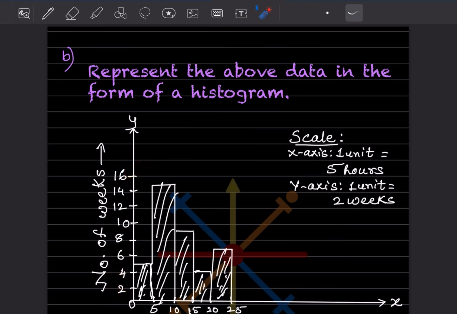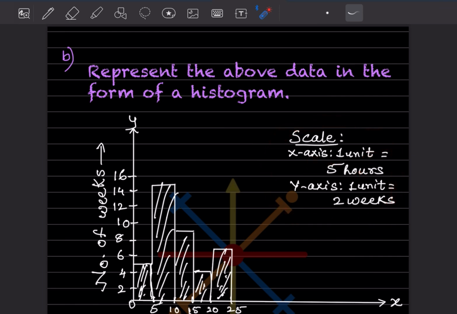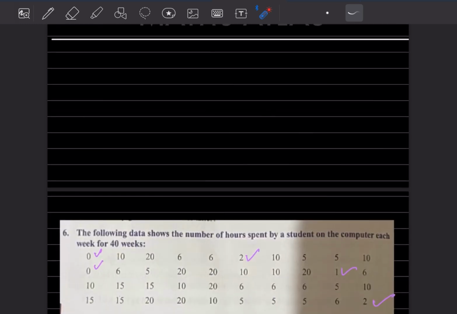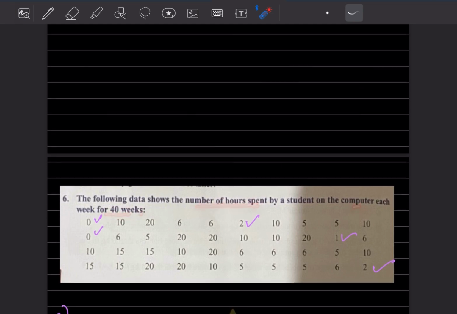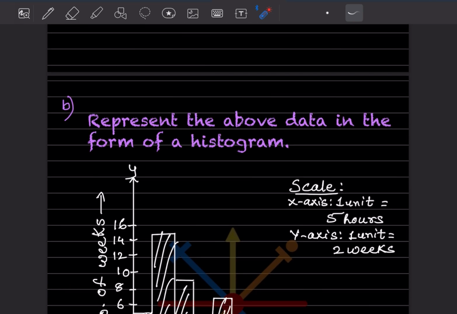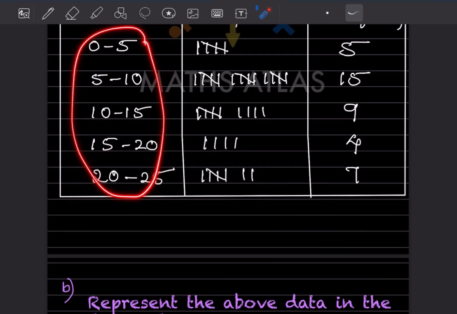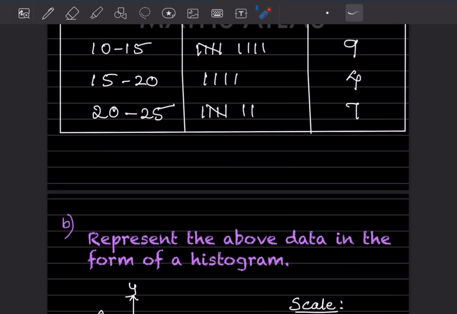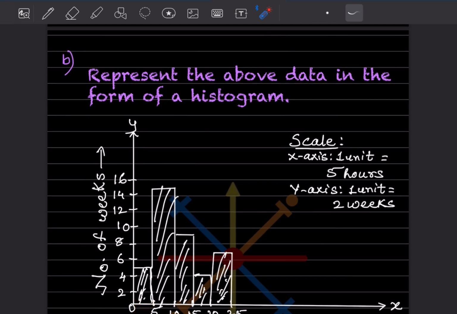So here we have to write the scale: on the x-axis, 1 unit will be the hours, and here the number of weeks, because the data shows the number of hours spent on the computer each week for 40 weeks. So weeks will come here and hours will come here, and now we will see the intervals: 0 to 5, 5 to 10, 10 to 15, 15 to 20, and 20 to 25. For 0 to 5, the frequency is 5, so the bar will come in between 4 and 5.